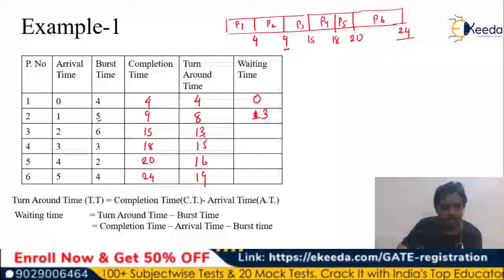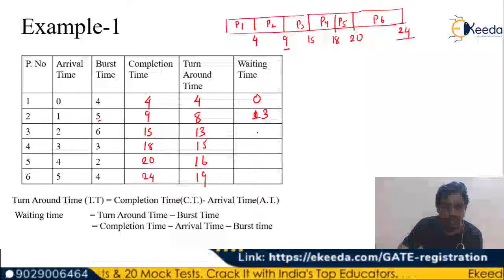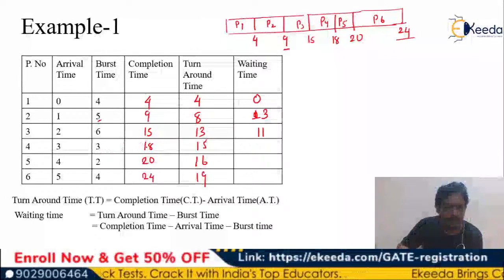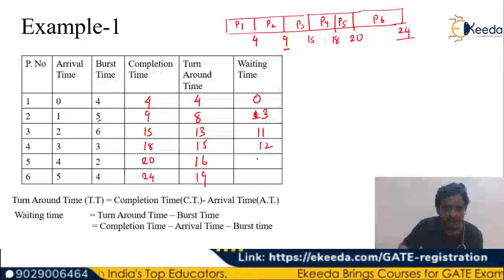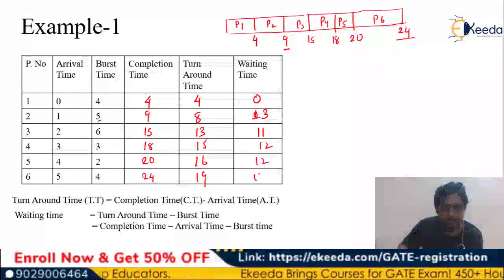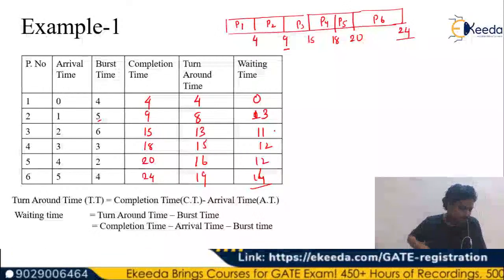Turnaround time 13, and arrival time in this case is 2, so 11 is the total waiting time. Then 15 minus 3 is 12, 16 minus 4 is 12, and 19 minus 5 is 14. That is how the entries are filled in this case. Is it clear?